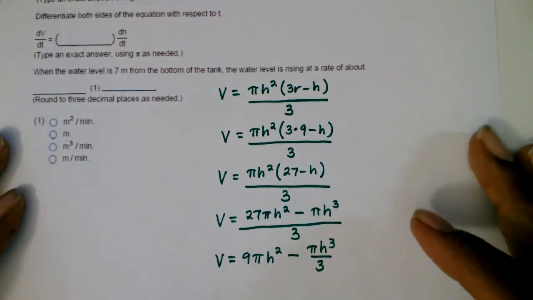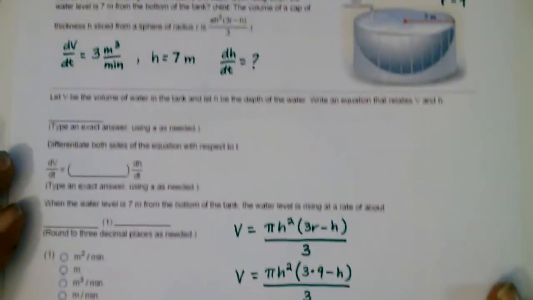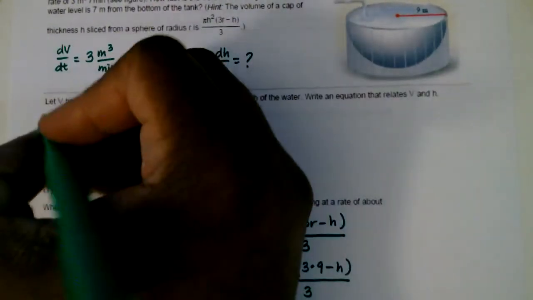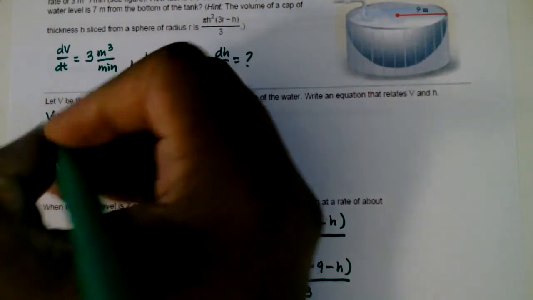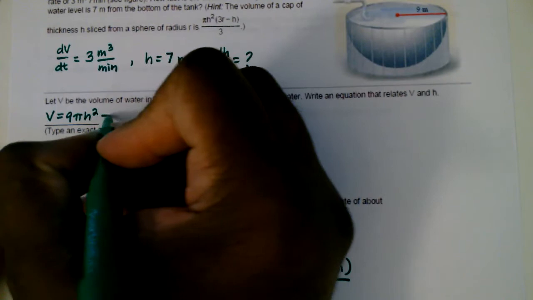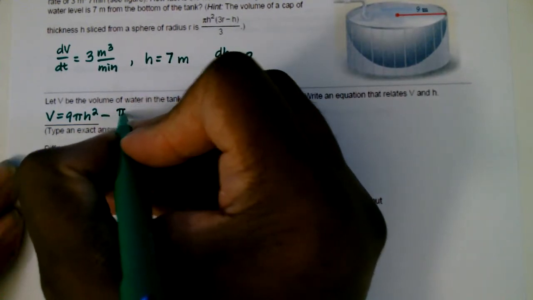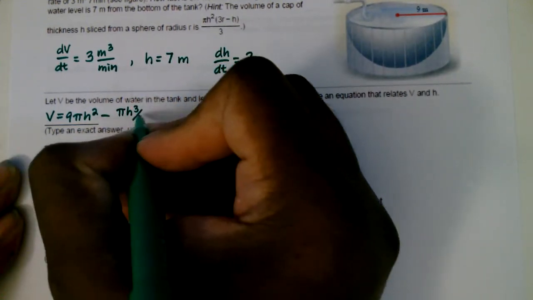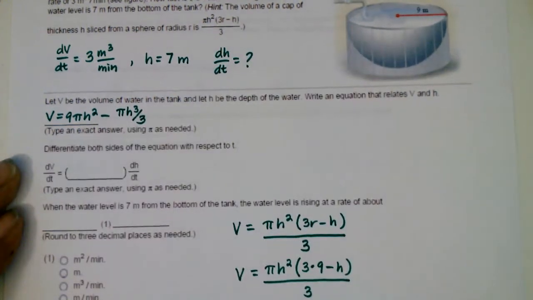All right, so the equation that relates V and h, let me pull this down a bit so I can fill in the blank. That'd be V is equal to 9 pi times h squared minus pi h cubed over 3.